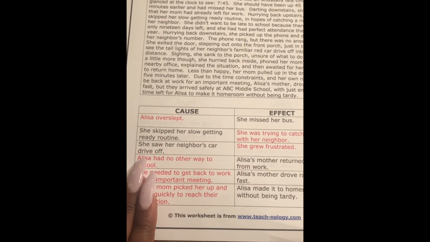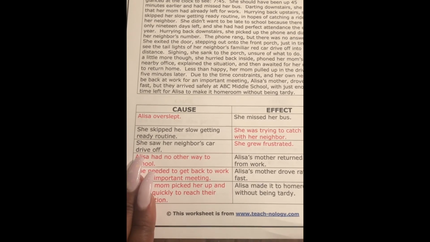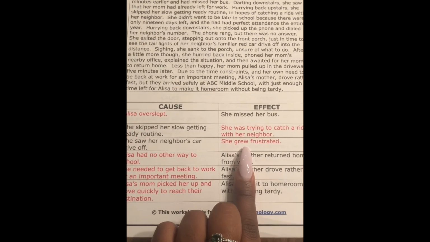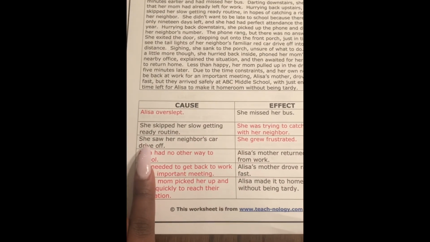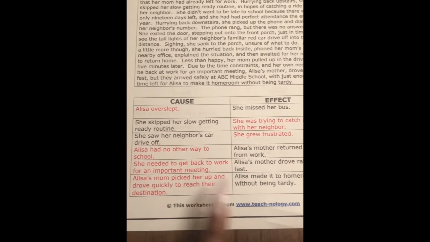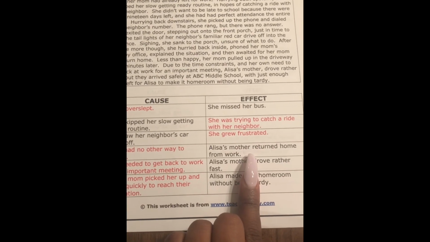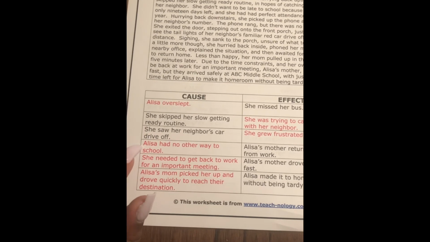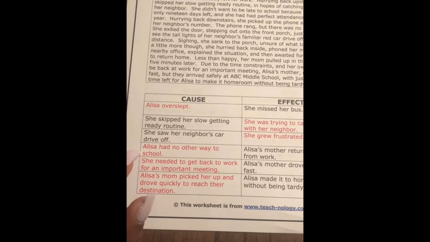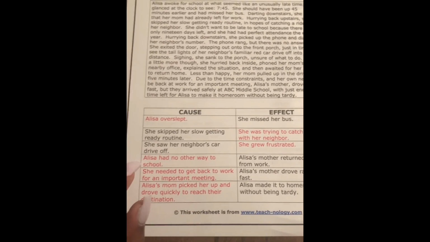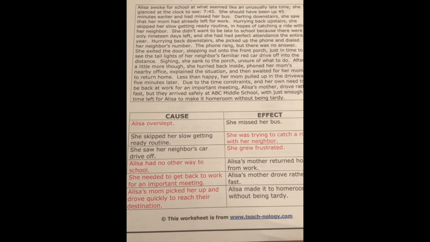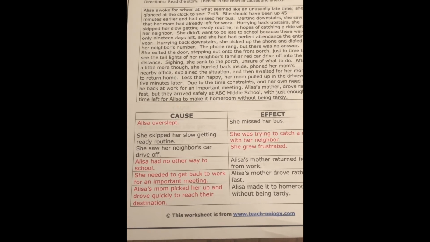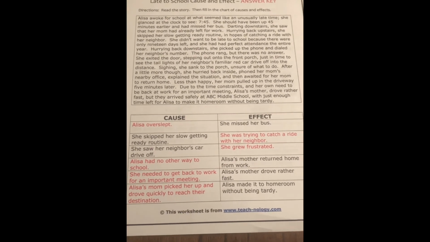Then they told us that she saw her neighbor's car drive off. So she grew frustrated, because she saw her neighbor's car drive off. The other information that they gave us, Elisa's mother returned home from work. And she did that because Elisa had no other way to get to school, because by this time she had missed the bus. She had tried to catch a ride with her neighbors, but her neighbors had already left. And so her mom needed to take her to school.